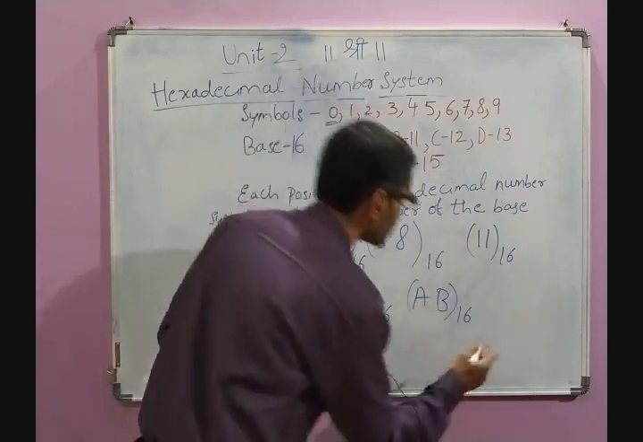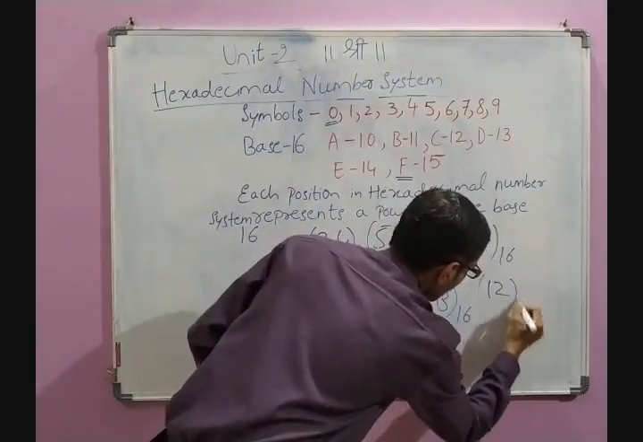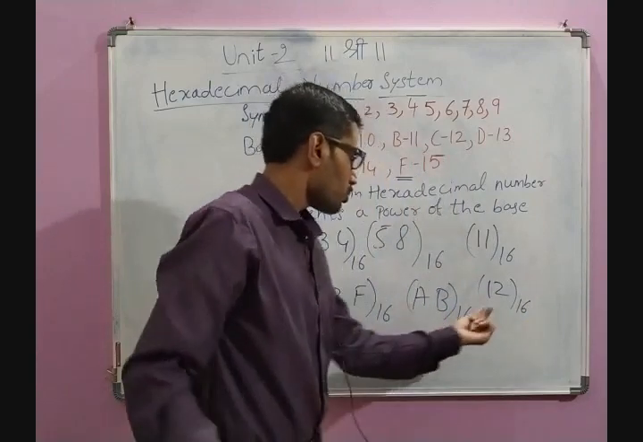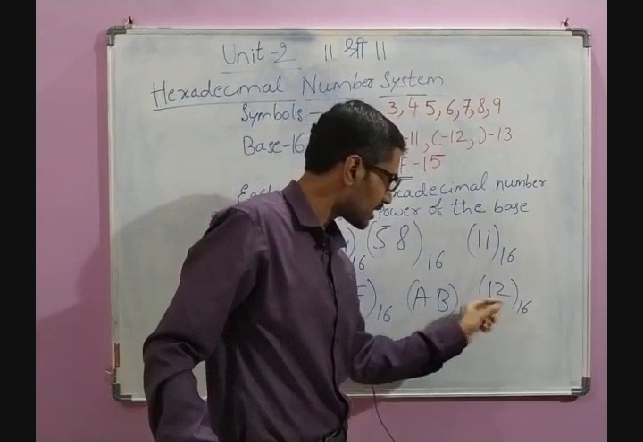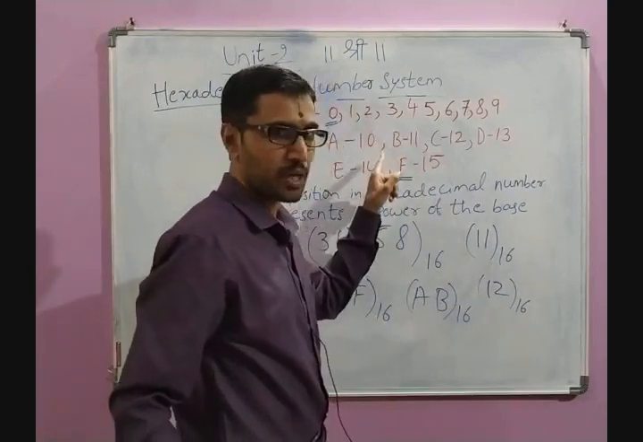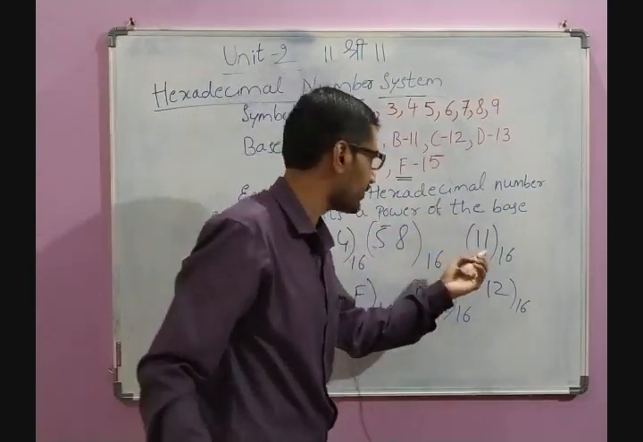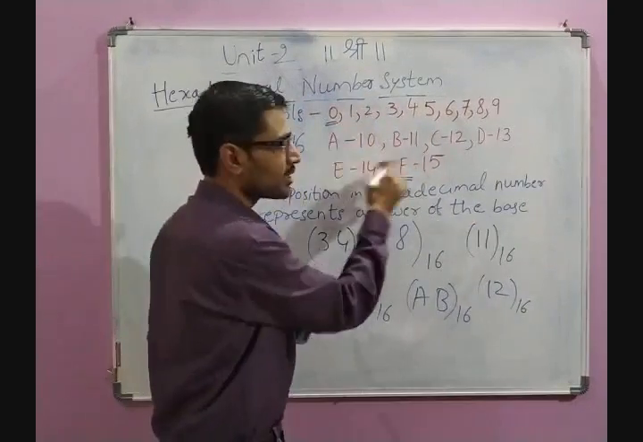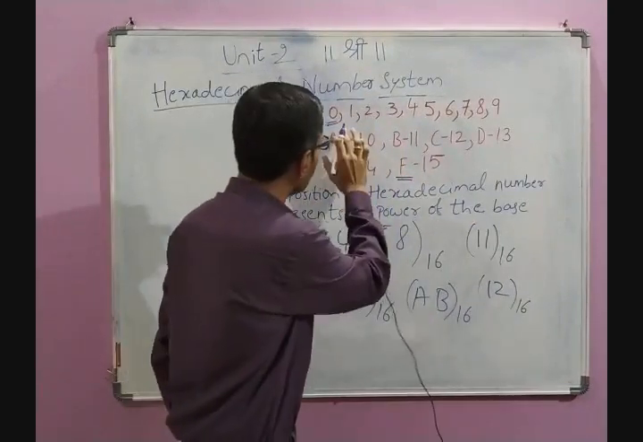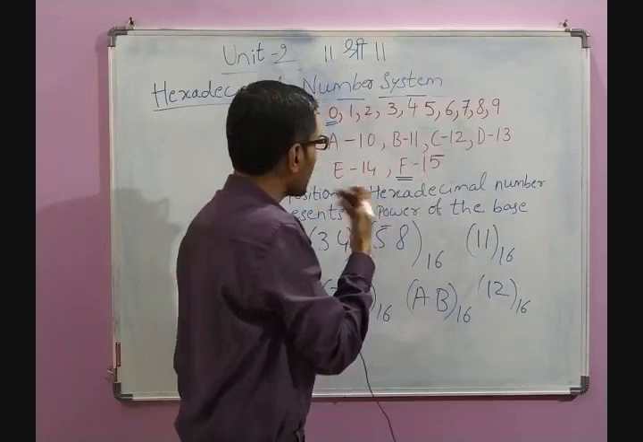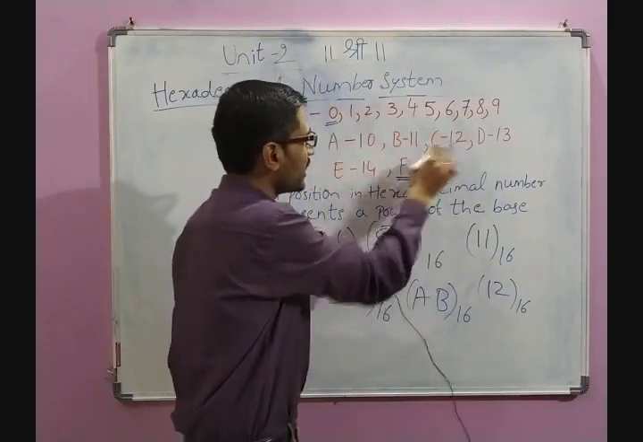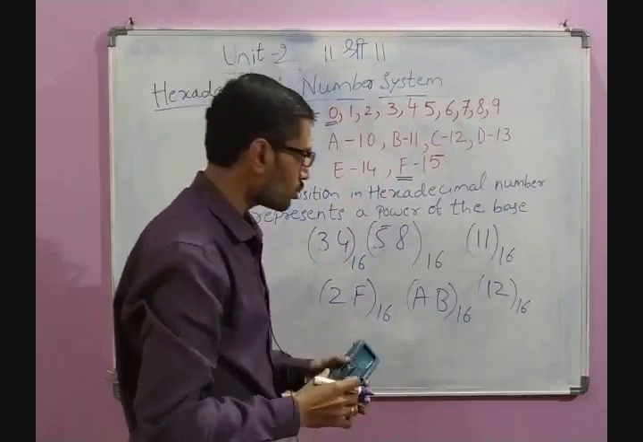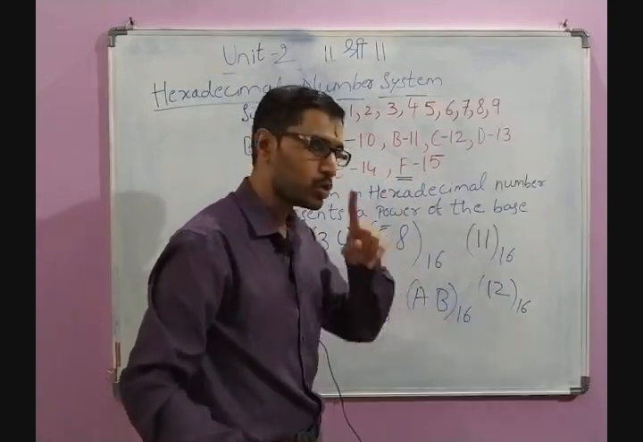Or if I have something like 12 to the base 16, both digits we should not consider together. We should consider each digit separately, because we don't have any symbol like 11. Do we have any symbol like 11 in this? No. We have only symbols from 0 to 9, and when I want 10, 11, 12 and so on, I use the alphabets A, B, C, D, and so on up to F. So this is one more important thing that you need to remember.